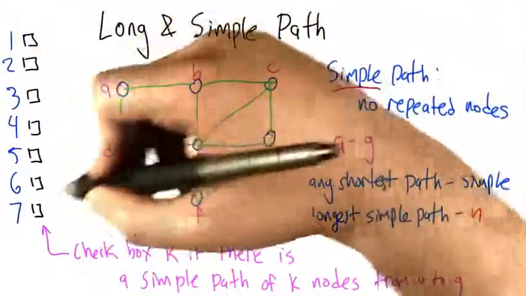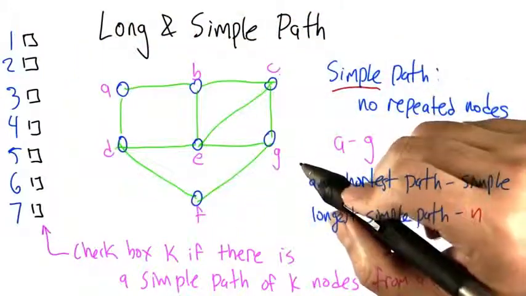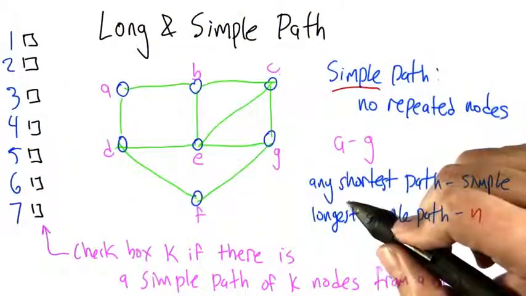For each possible length, check the box if there is a simple path with that number of nodes on it from A to G.